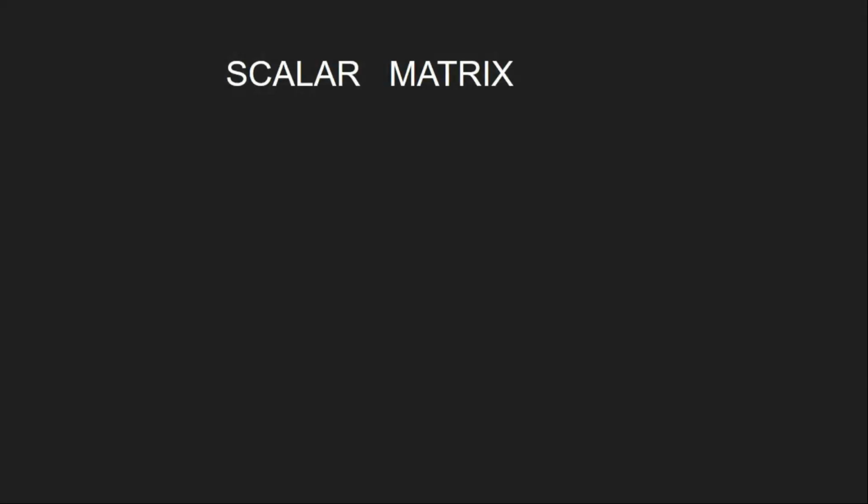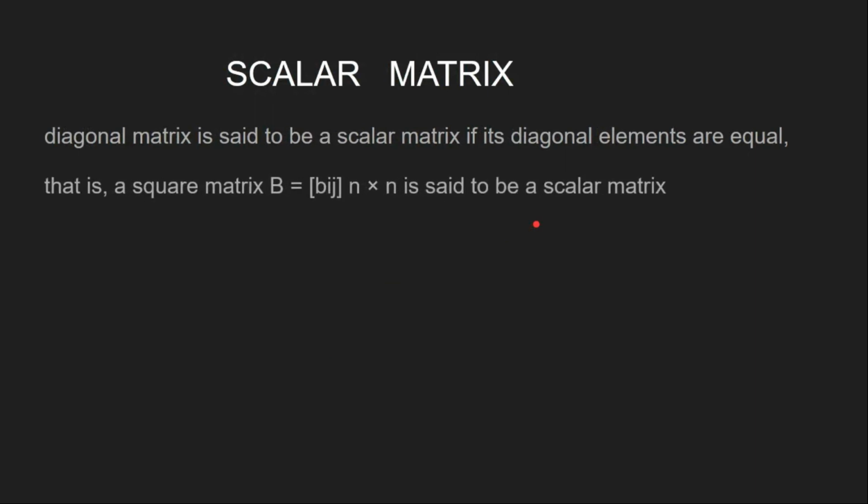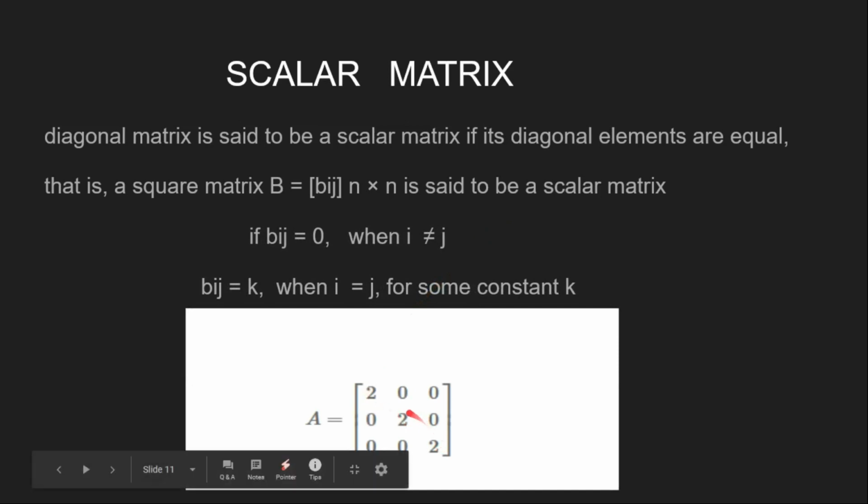Now move on to the next one, called a scalar matrix. A diagonal matrix is said to be a scalar matrix if its diagonal elements are equal. That is a square matrix. So basically, as you saw in the previous one what the diagonal matrix is, if all the elements in the diagonal are equal, you can say that it's a scalar matrix, and non-diagonal elements will be 0.